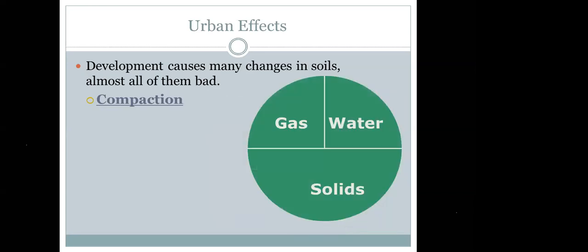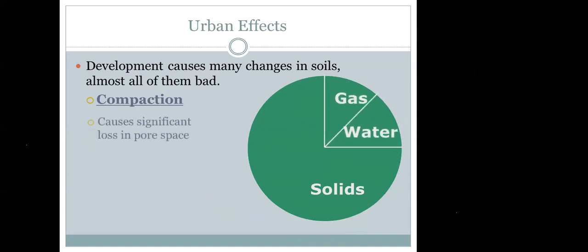What happens during compaction? Well, you move from a fairly healthy soil, which has 25% air, 25% water, and 50% solids by volume, and you get a significant loss in pore space. So now you have a soil that is a much higher percentage solids and a much lower percentage of pore space, which means there's a lot less area for gas and water to fill up.